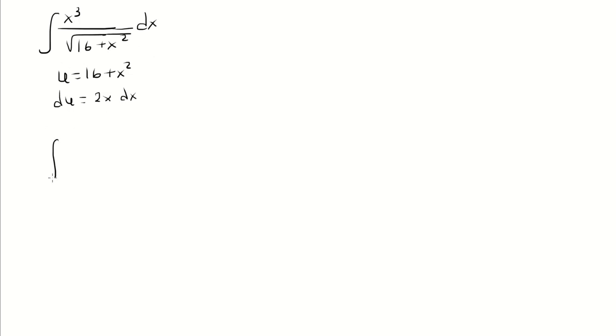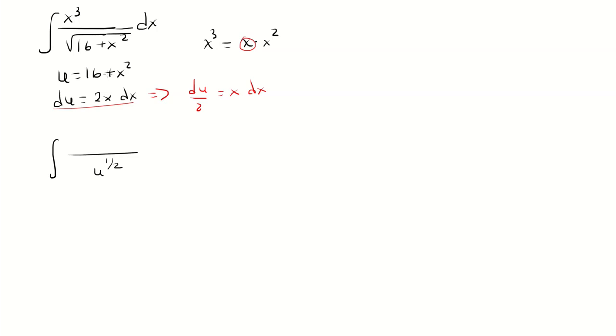Now, if we look at the integral, the denominator becomes the square root of u, which I'm just going to write as u to the 1/2 power. On the top, you have x cubed dx. So notice that x cubed is the same thing as x times x squared. And we're going to grab the x from this equation. So if I divide both sides by 2, I get du over 2 is x dx.